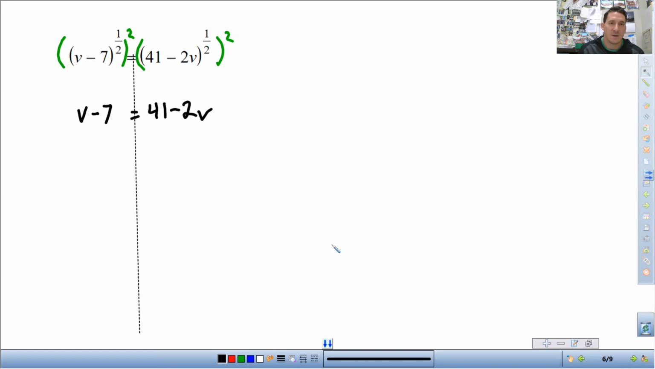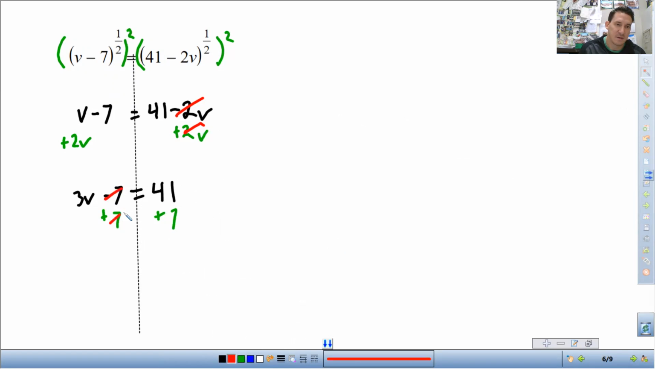All right. I want the b's on the same side. So what I'm actually going to do is add 2b. Since this is a negative b, I'm going to add it to both sides, and I'll move it over there, and I'll keep the b's positive. So b plus 2b is 3b minus 7 is equal to 41. So I'm going to add 7 to both sides.